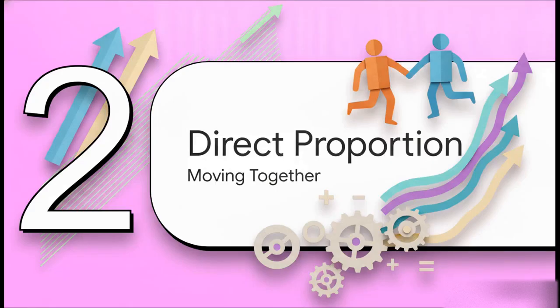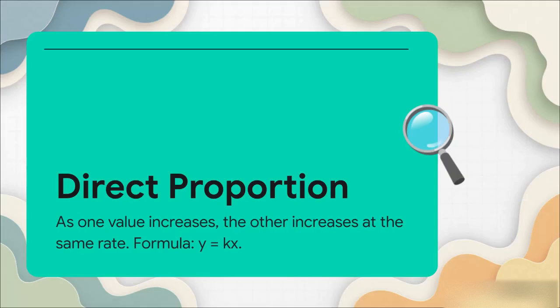Section 2, Direct Proportion Unpacked. Now that we've got the basics down, it's time to explore the first of our 2 major concepts. So, direct proportion is actually incredibly intuitive. Basically, as one value increases, the other increases at the exact same rate. And conversely, if one decreases, the other goes down too.